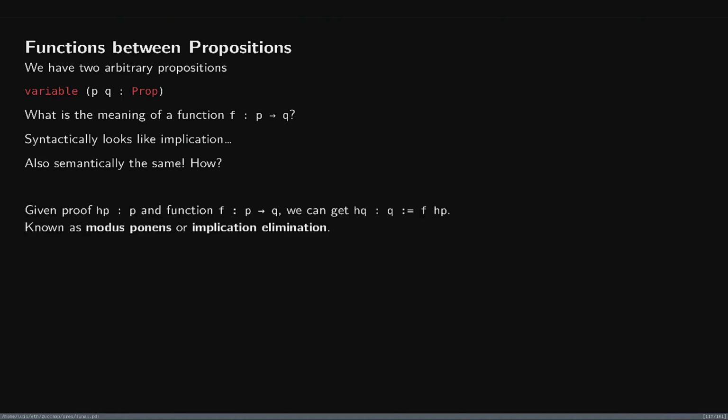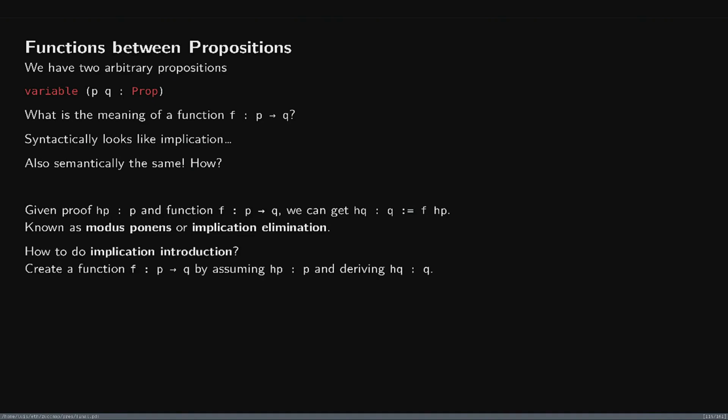Well, think of it this way. If you were to obtain a proof of statement P, and the proof is called HP, and you had this function F from P to Q, well, then you could supply this HP as an argument into F, since the types align, and this function will then return something which is a proof of Q. So this is really implication, isn't it? Because you just used a proof of P, you used the implication to obtain a proof of Q. This is implication elimination. It is the same thing as function application. This is also known as the rule of modus ponens.